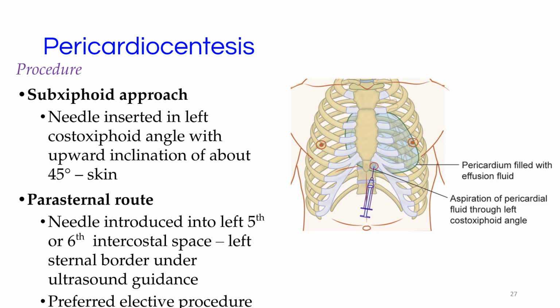The subxiphoid approach involves inserting a needle at the left costoxiphoid angle. The peristernal route introduces the needle into the left fifth or sixth intercostal space under ultrasound guidance and is the preferred elective procedure.